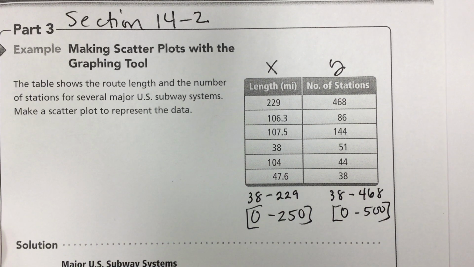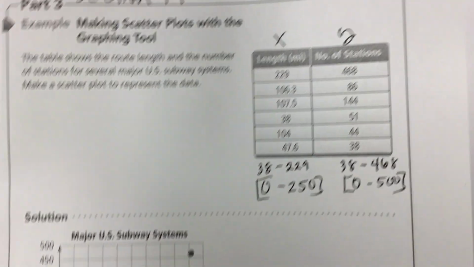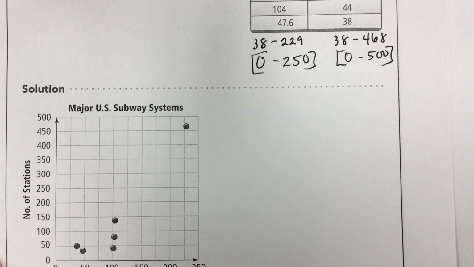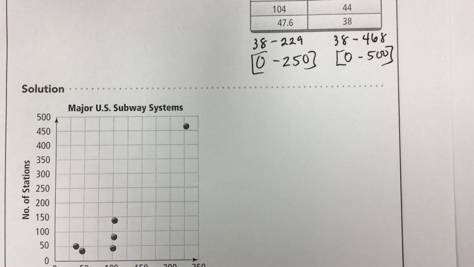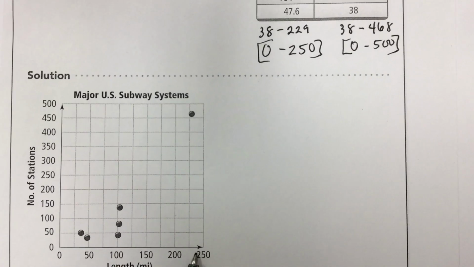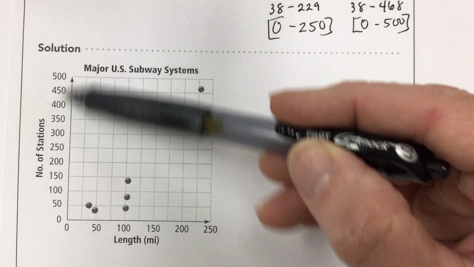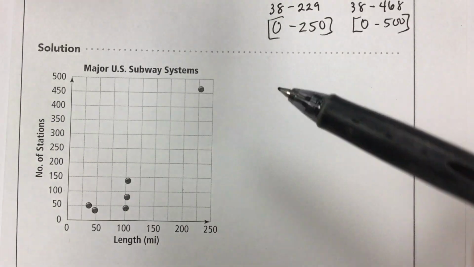We're all positive, even though we have some whole numbers, some decimals. We'll be in the first quadrant. Our title will be Major U.S. Subway Systems. We have our length in miles, ranging from 0 to 250. We have the Y, or the number of stations from 0 to 100.